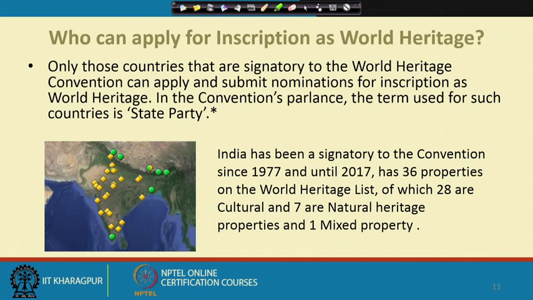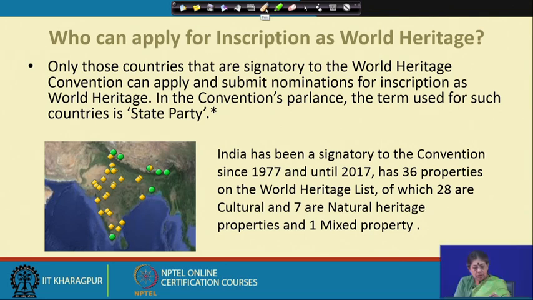So, India is a signatory, as I told, since 1977, and until last year, that is 2017, it has 36 properties on the World Heritage List, of which 28 are cultural, 7 are natural heritage properties and 1 is a mixed property. You can see in the map that these sites are there, and this one is a mixed site, and one can go and find out detailed information about each site.